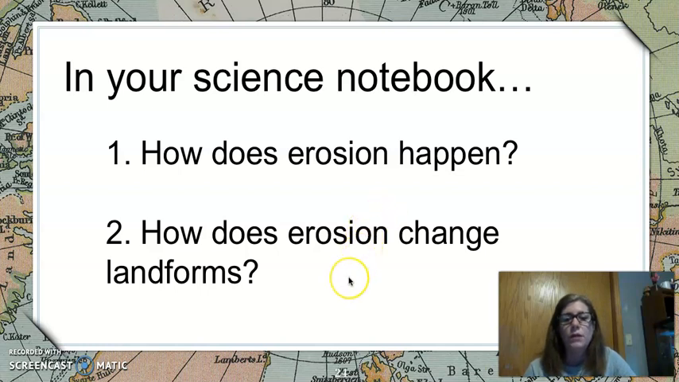So in your science notebook, in your own words, I want you to write, how does erosion happen? And then I want you to write, how does erosion change landforms? So two separate questions. How does erosion happen? What causes it? And then how does the erosion change what the landform looks like? And then we are going to continue this topic in our next video.